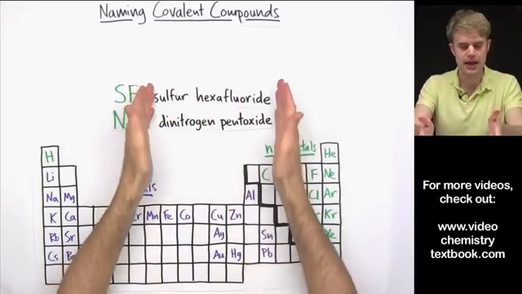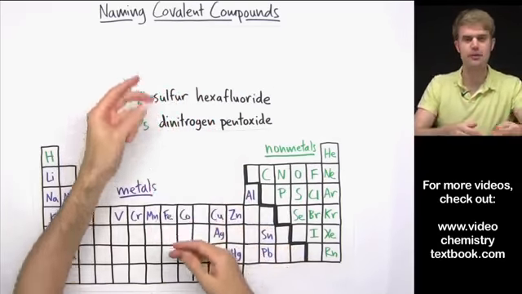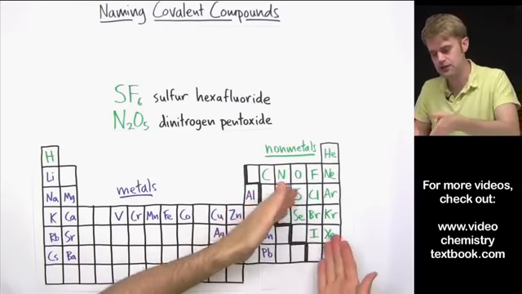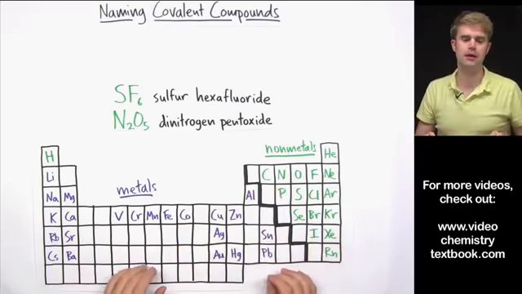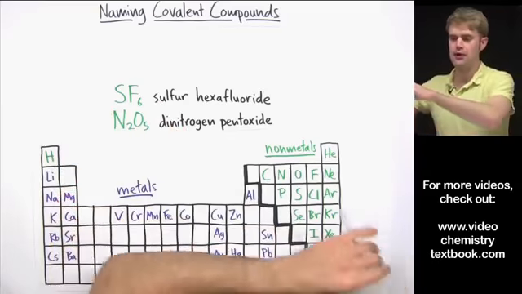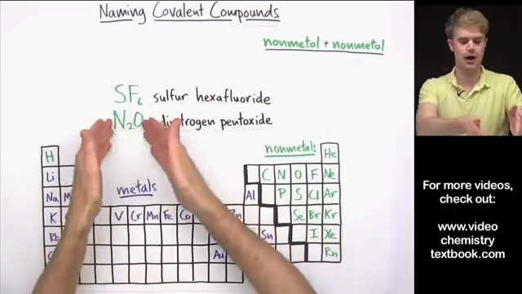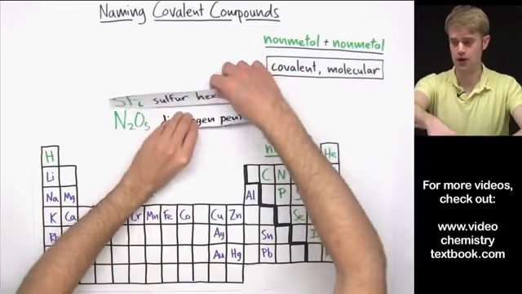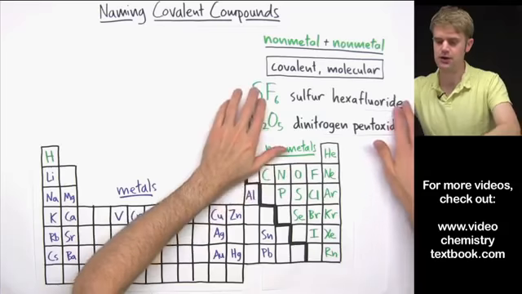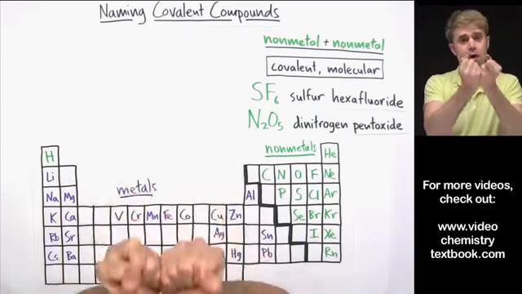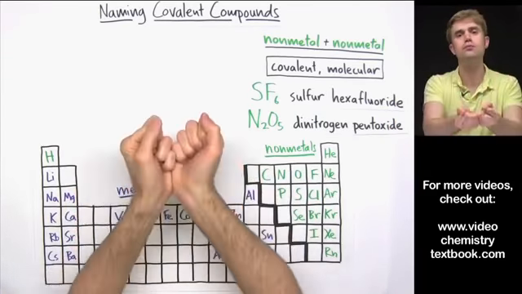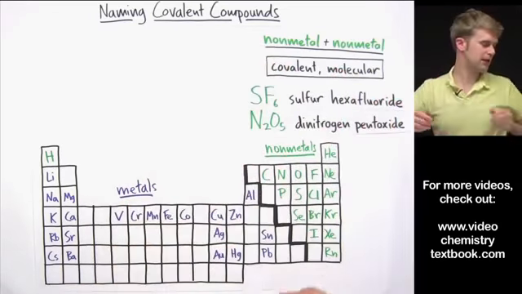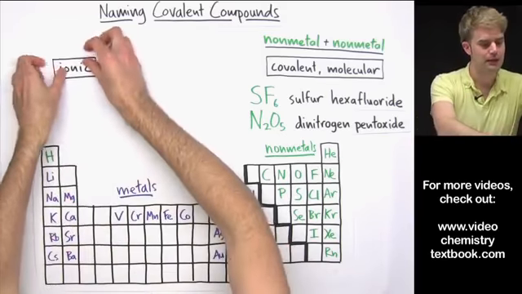Let's look at how to write names for compounds like these that are made of two nonmetals. The nonmetals are the elements to the right of the staircase on the periodic table. Compounds made of a nonmetal and another nonmetal are called covalent or molecular compounds. That's because the elements in them are held together by covalent bonds, in groups called molecules.